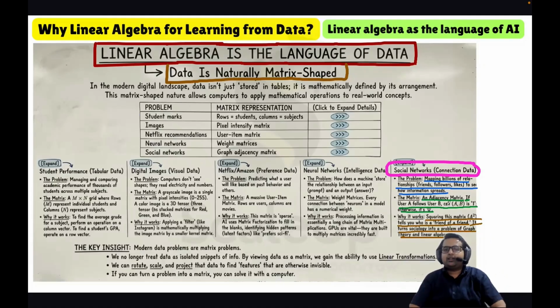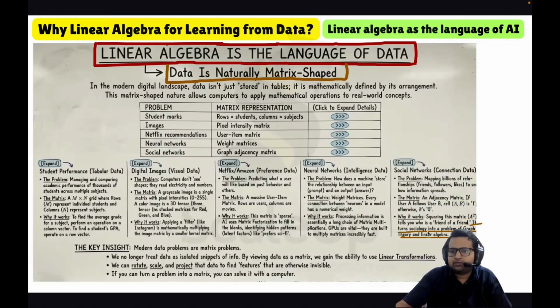So the idea is that if we represent the connection data of a social network in the form of an adjacency matrix, then using linear algebra we can carry out certain interesting operations. We can square that adjacency matrix to get who is a friend of a friend. So we can turn sociology into a problem of graph theory and linear algebra. Now it's very clear that data is naturally matrix shaped. If we represent the data in the form of a matrix, we can get some special benefits that we saw.